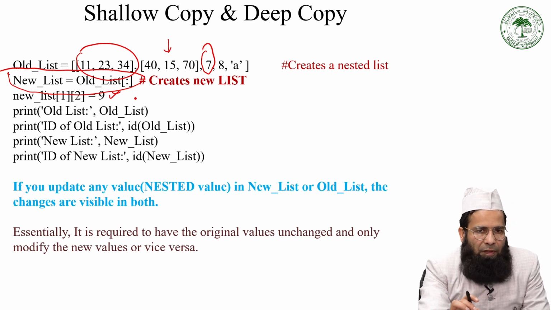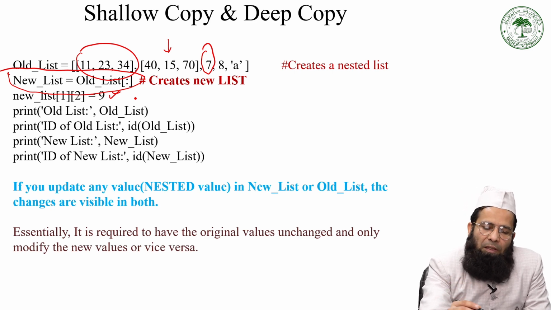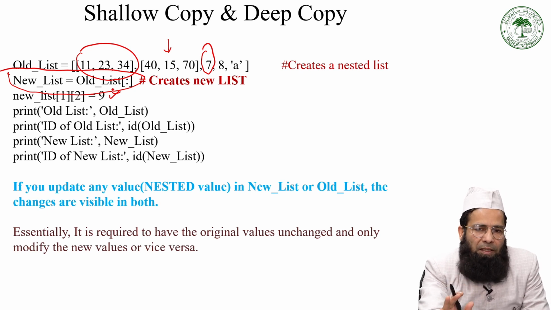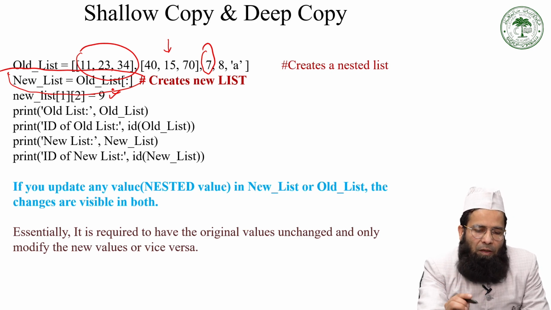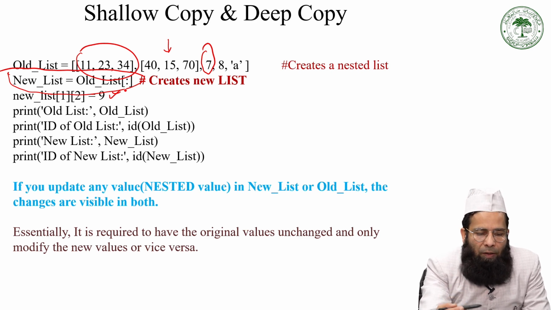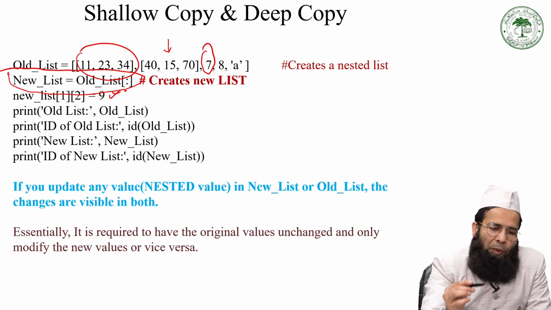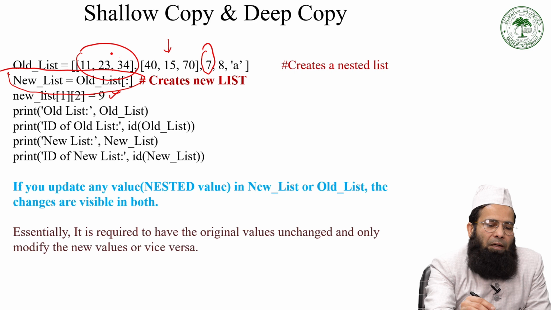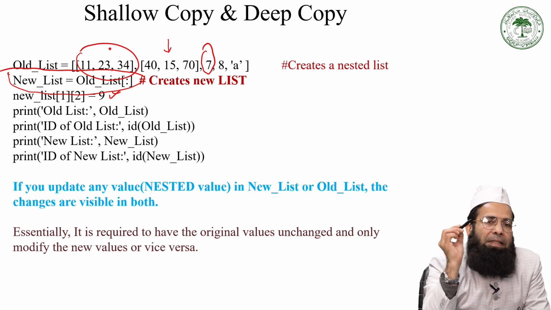So that is the difference between the reference copy and using the slice operator. Essentially, it is required to have the original value unchanged and only modify the new values, or vice versa. But using the slice operator, you are not actually creating a clone. Why so? Because if you are updating a nested sublist in the original list, that would be reflected in the copied list as well.